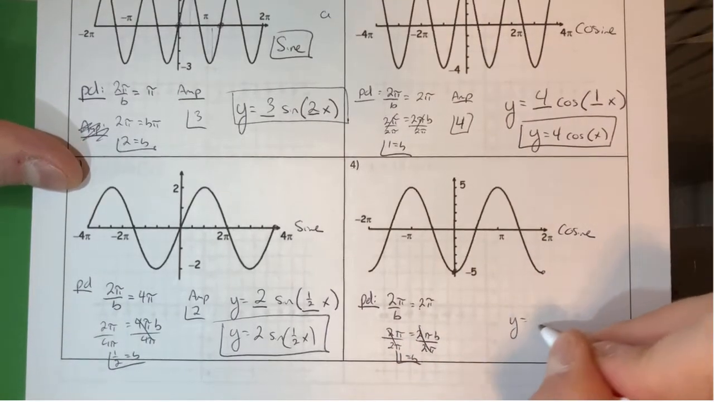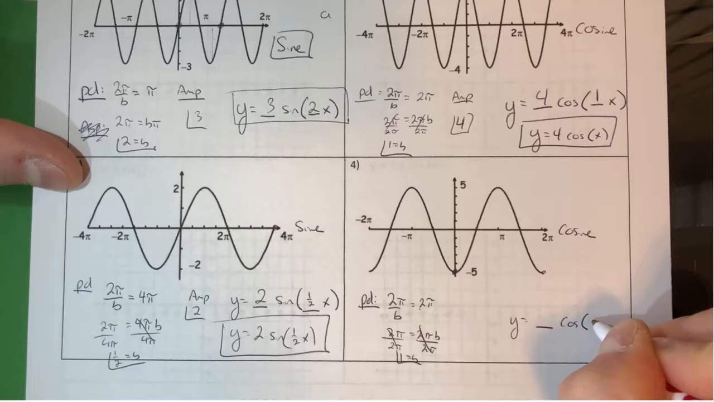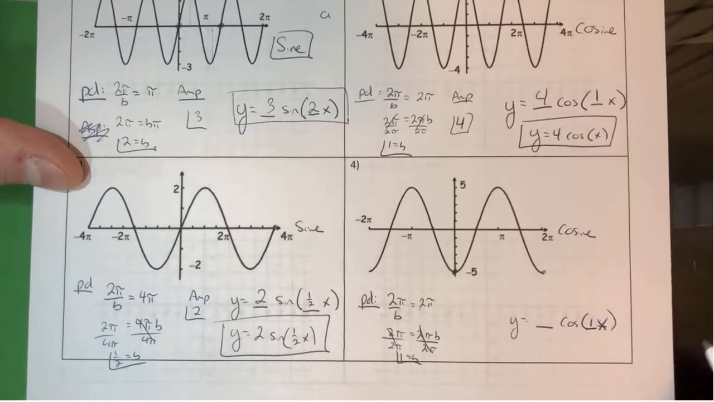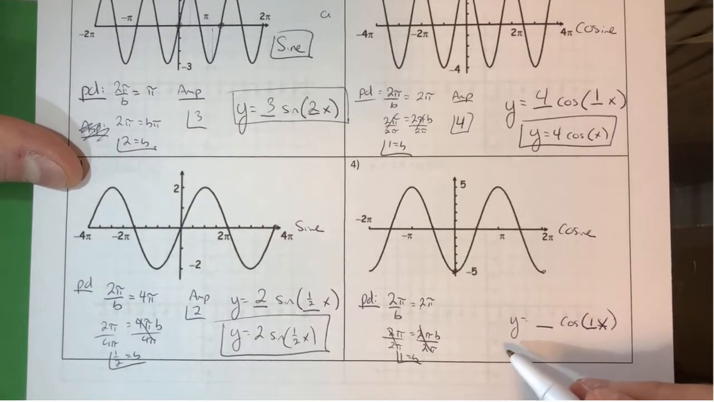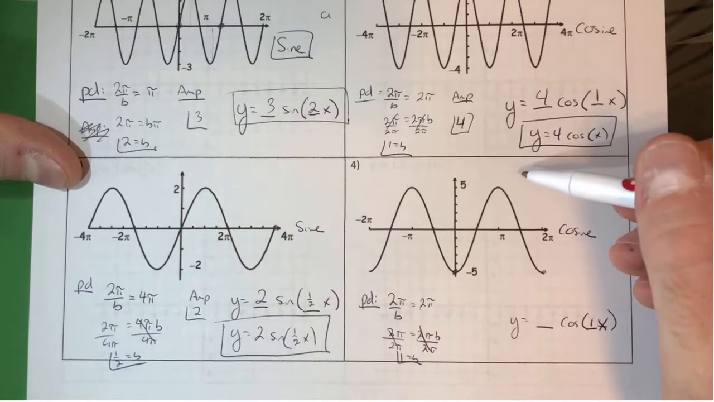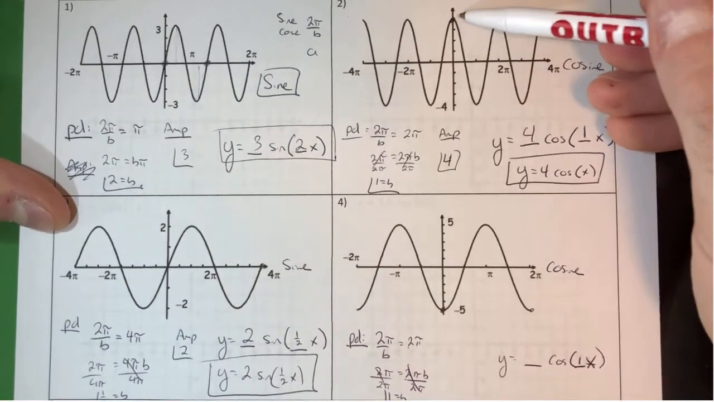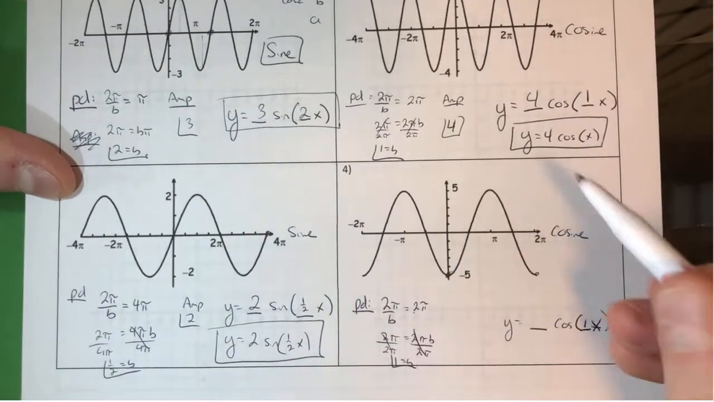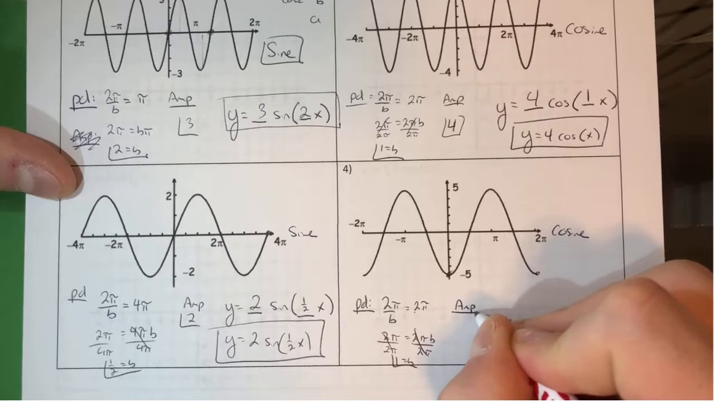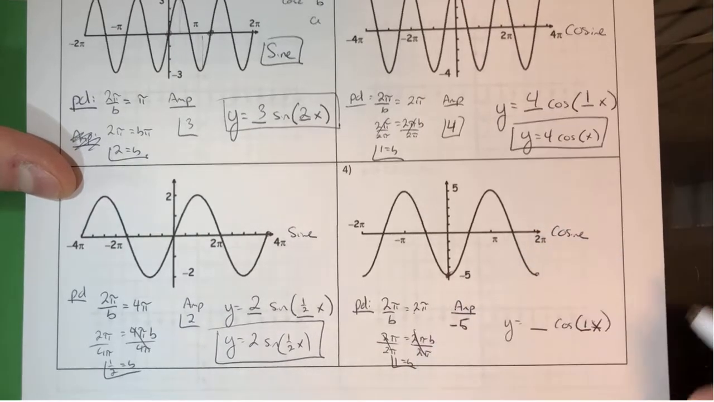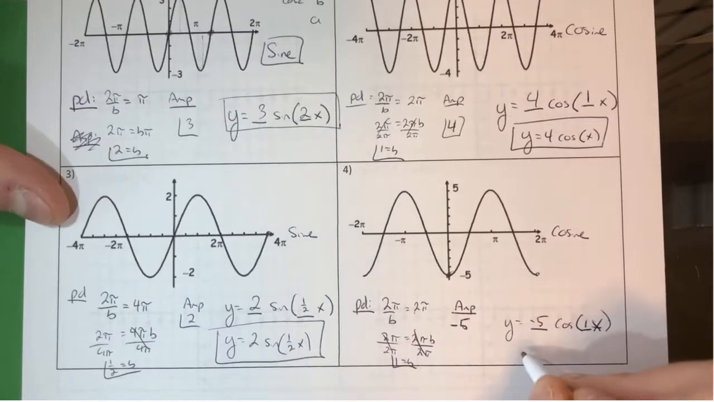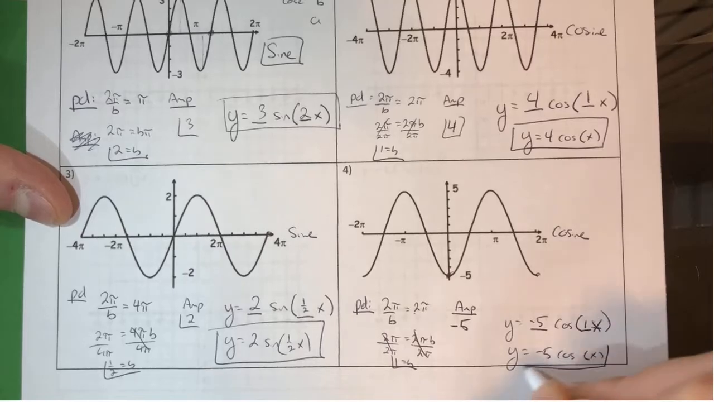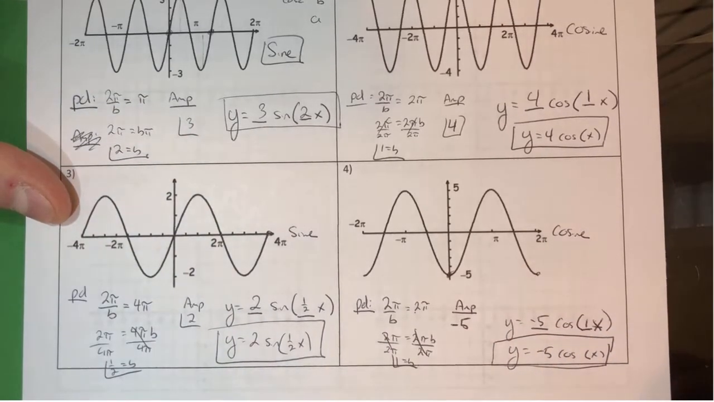So I get y equals cosine of 1x. Tried to underline the wrong spot there. The last thing that we're going to do is notice that, unlike the previous one where we started at the top, this one we started at the bottom. So our amplitude, instead of being a +5, is going to be a -5, which means y equals -5 cosine of x. That's it.